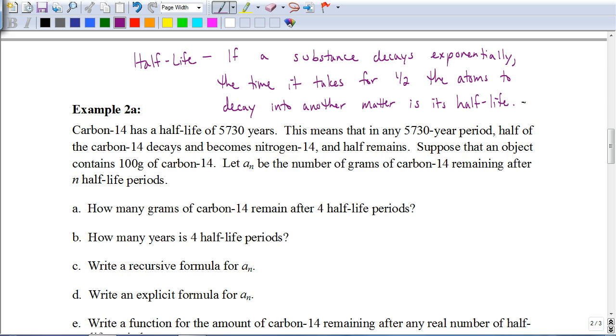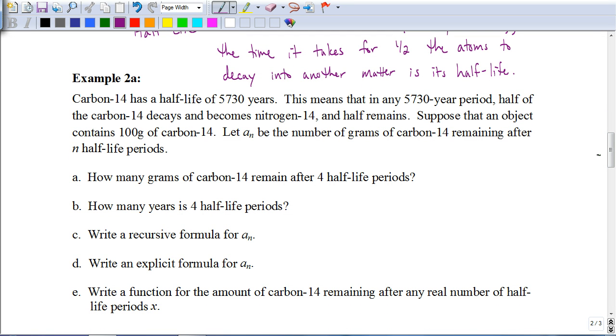A half-life is how long it takes for that particular substance to decay to be half of what it was originally. So carbon-14 is a common one. Carbon-14 has a half-life of 5,730 years. This means that in any 5,730 year period, half of the carbon-14 decays and becomes nitrogen-14, and half of it remains. So every 5,730 years, it's going to become half of what it was originally.